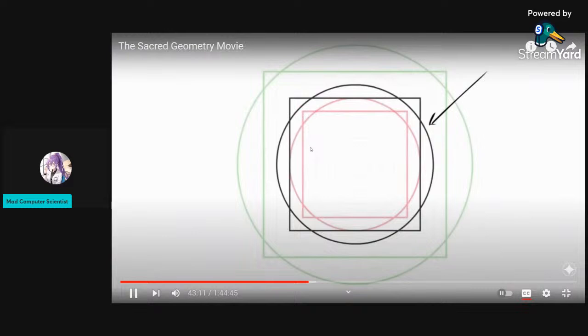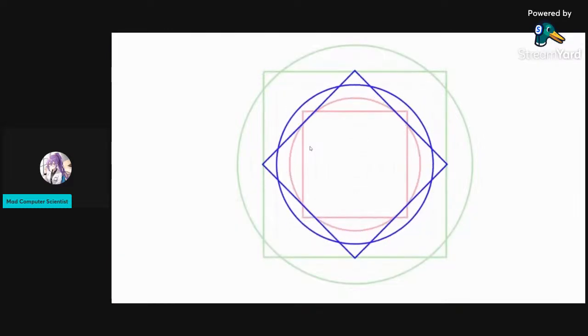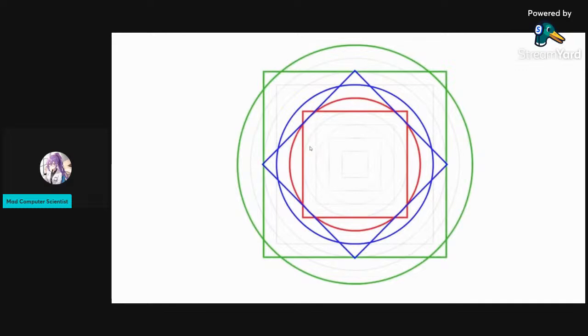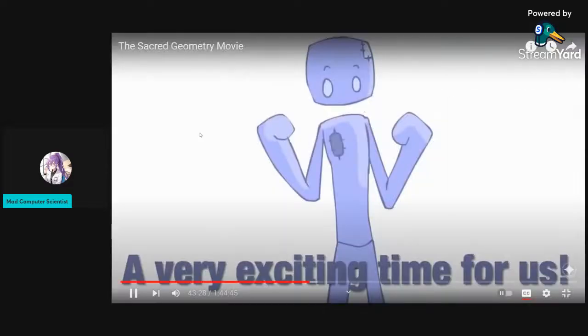So the reason that we're on this circle and square combination and not the sixth square relative to some other circle is because of this. If you take the square and rotate it 45 degrees, it actually creates a bridge. It connects us from two harmonic levels of being. We're moving from one state of being to the other, this time even closer to source. This is a very exciting time for us.